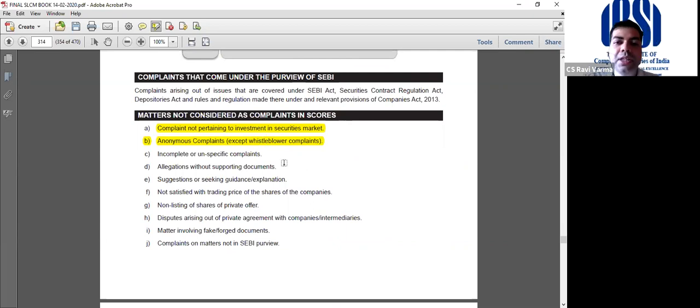Say you have put an allegation on the company, but there is no support. You are saying something about the company, but where is the supporting evidence? So that will not be accepted. Say you are giving some suggestions, like you people are giving me good suggestions today. If you are giving suggestions, guidance or explanation, it will not be entertained, because SEBI will say, boss, I am here to resolve the complaint, not to take suggestions. Let's say there is some matter involving a false document, where the company has submitted some false document. These complaints do not fall under the SEBI purview. So these are the limitations, which cannot be taken by SEBI.